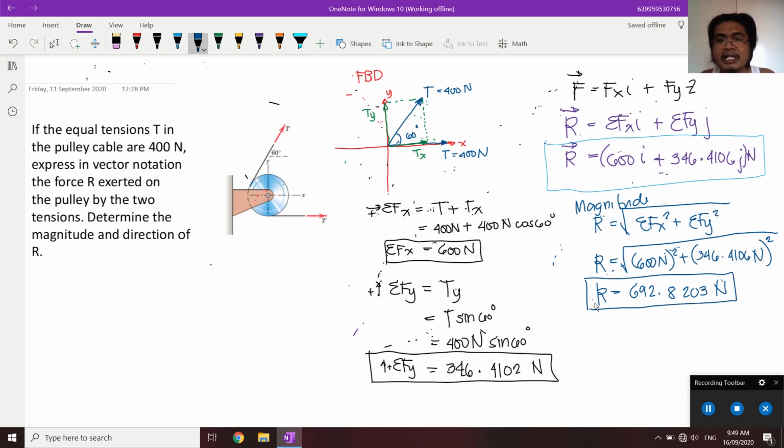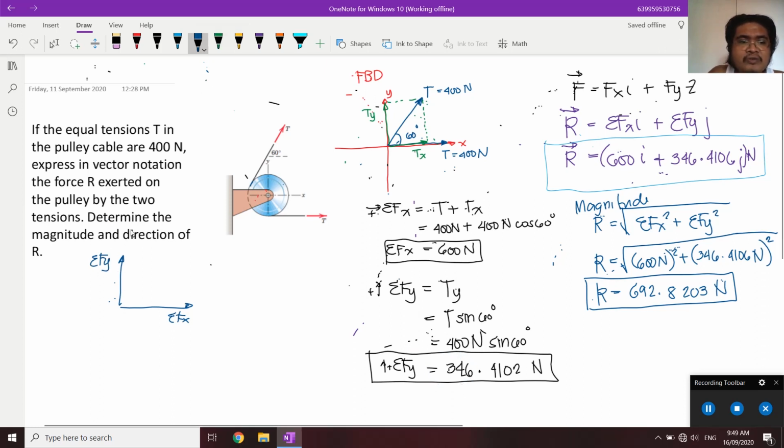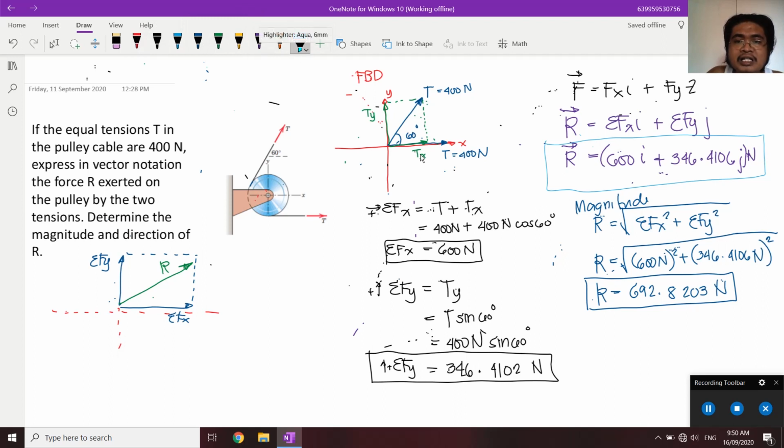How about solving for the angle? It's the same. If you are going to solve for the angle of the resultant, our summation of F of x is positive, and our summation of F of y is also positive. So basically, our resultant is in the first quadrant. This is our resultant R, in the first quadrant if these are our axes. We just need to find its direction, because we already know it is 692.